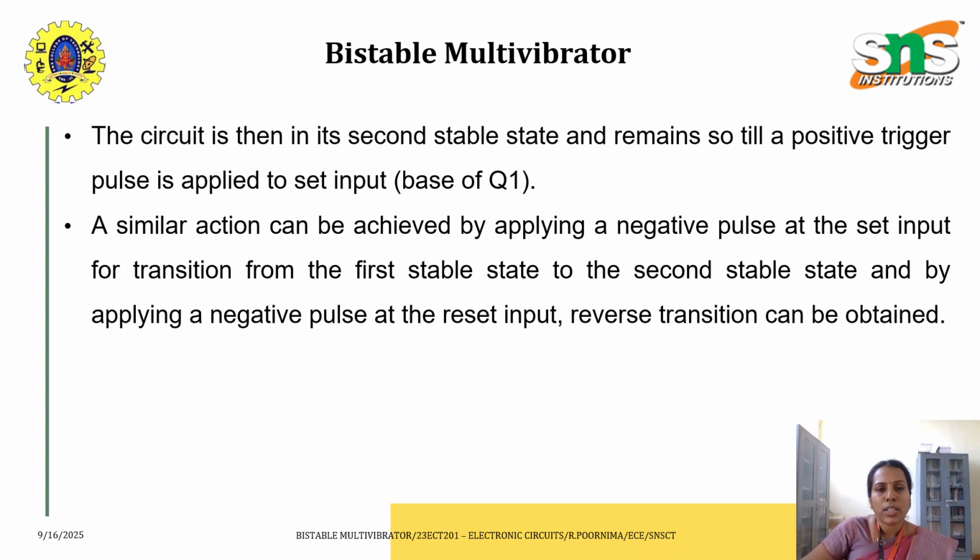A similar action can be achieved by applying a negative pulse at the set input. We have two transistors, Q1 and Q2. The set input is applied at the base of Q1. The same condition happens because of the external triggering pulse. It changes the transition from the first stable state to the second stable state, and by applying the negative pulse at the reset input, the reverse transition can be obtained. Like this, the state is changed from one stable state to another stable state.